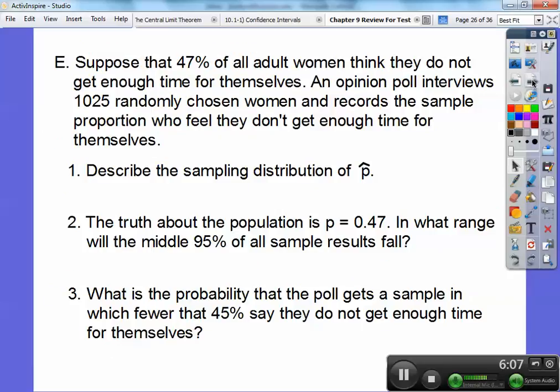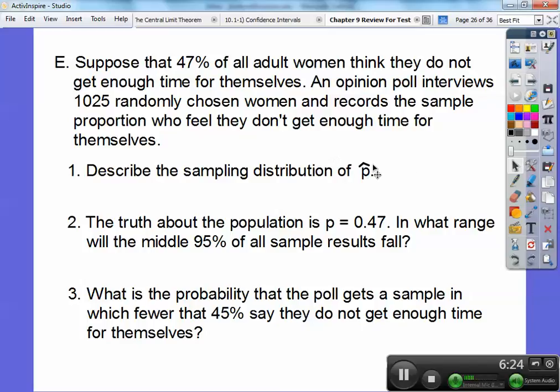I'm almost done anyway. So suppose that 47% of adult women think that they do not get enough time for themselves. So an opinion poll interviewed 1,025 randomly chosen women and recorded the sample proportion who feel they don't get enough time for themselves. So describe the sampling distribution.